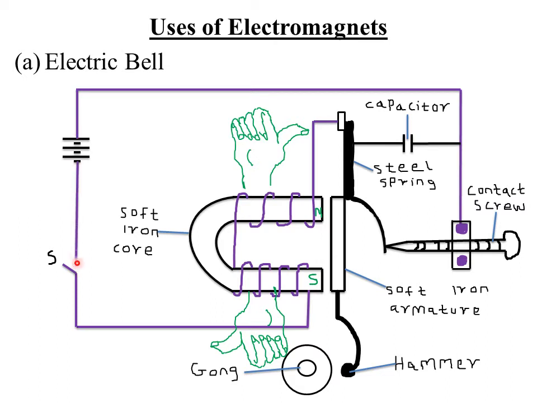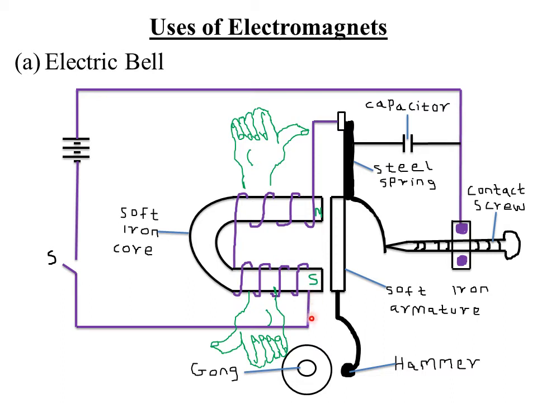So when we close switch S, the current flows through the circuit. The current flows from the positive terminal in this particular direction, that is when switch S is closed. It flows into the contact screw, then the contact here is actually intact, meaning the current will flow in this direction through the steel spring upwards. Now when it gets into the winding, or what we call the solenoid, it flows in this particular direction, then downwards.